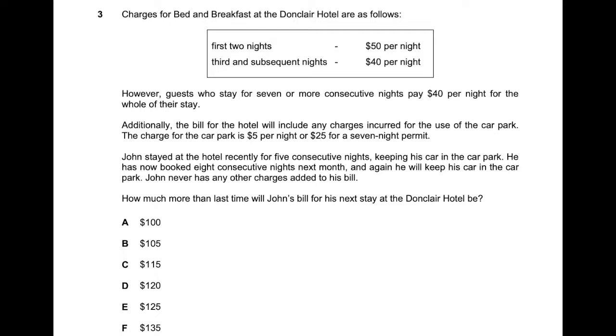John's next stay at the Dongkleur Hotel: charge for nights 1 to 8 equals 8 multiplied by $40 equals $320. Charge for car park for nights 1 to 7 equals $25. Charge for car park for night 8 equals $5. Total cost of stay equals $320 plus $25 plus $5 equals $350. $350 minus $245 equals $105. Therefore, John's bill for his next stay will be $105 more expensive than his bill for his last stay.